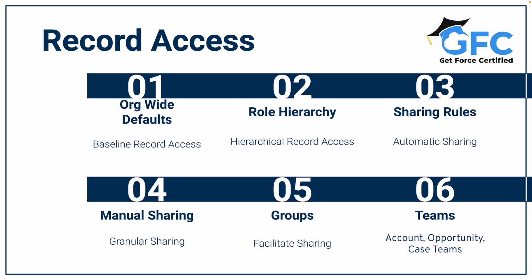First, we have org-wide defaults, which specify the default level of access that users have to each other's records. These are used to set data access to its most restrictive level, and then you use other sharing features and settings to open up access.